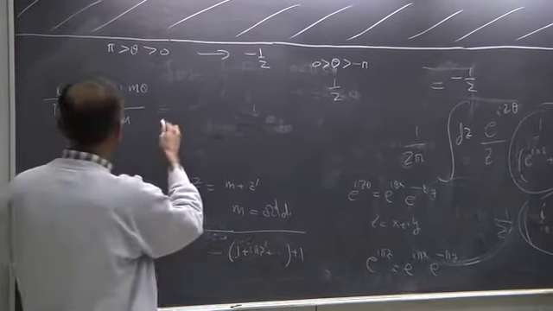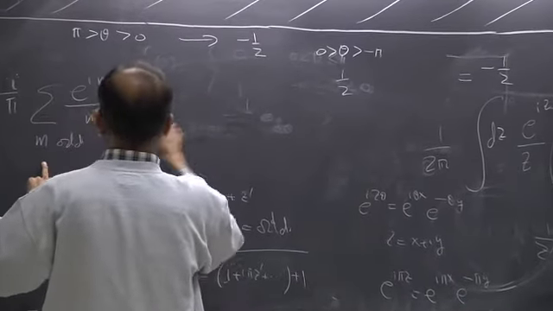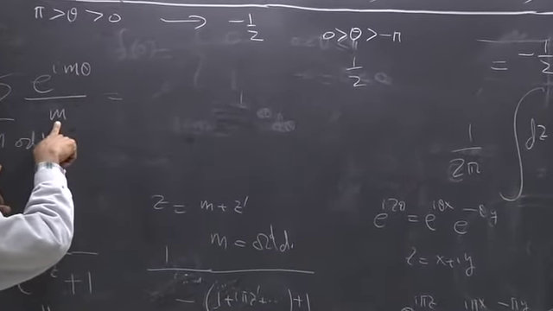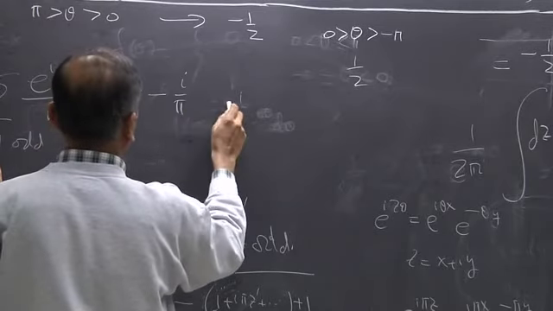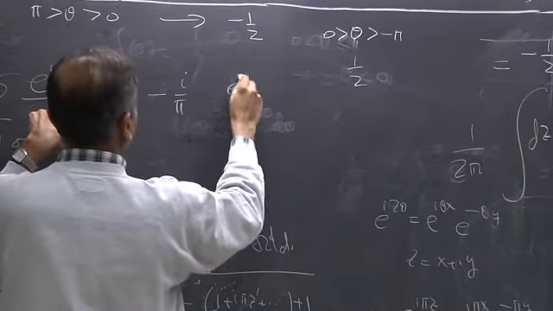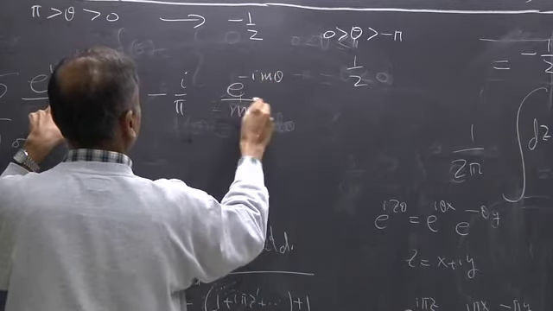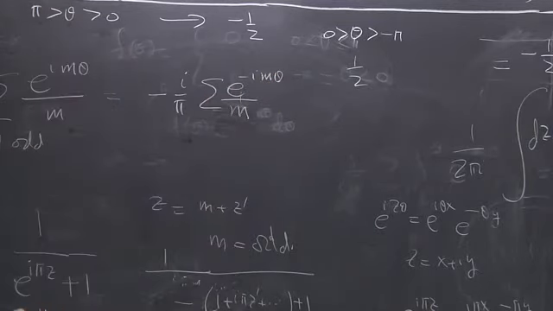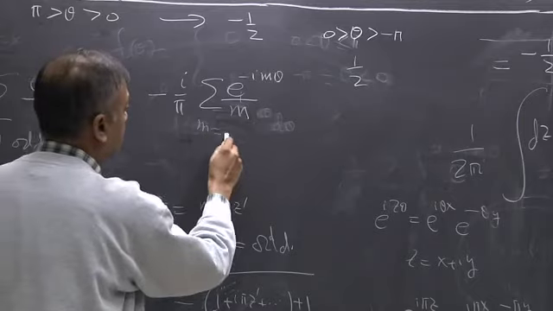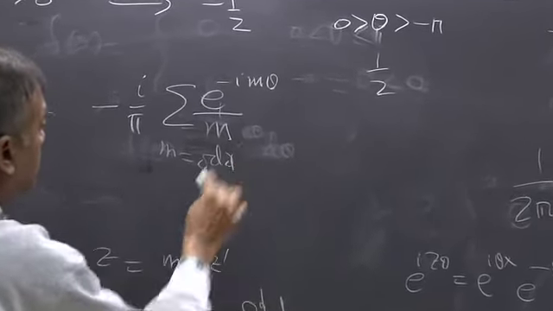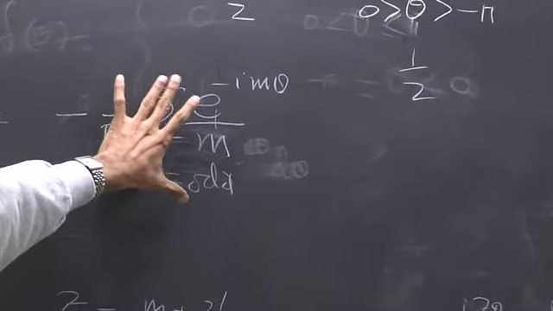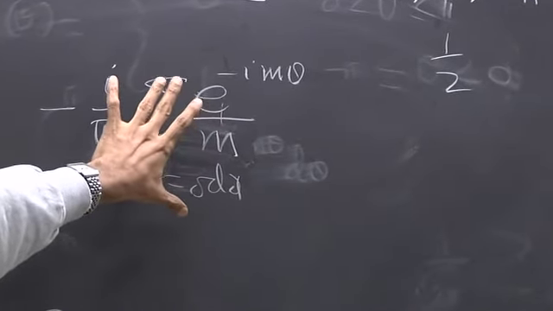So when you take m to minus m, you simply get an extra minus sign because of this, right? So you get minus i over pi m, and here you get e to the minus i m theta, right? For m odd, the two expressions are the same. There's no difference between the two expressions, right? So it is more convenient to use this form. Okay. Why is it more convenient?